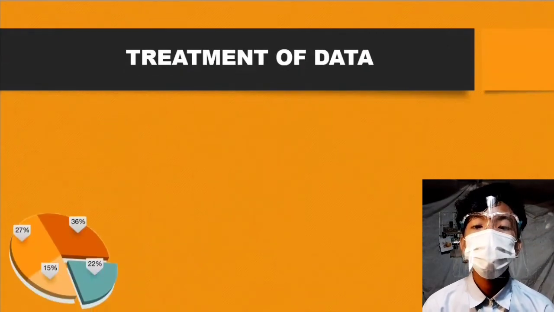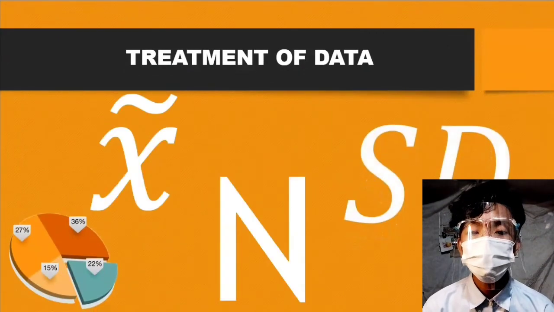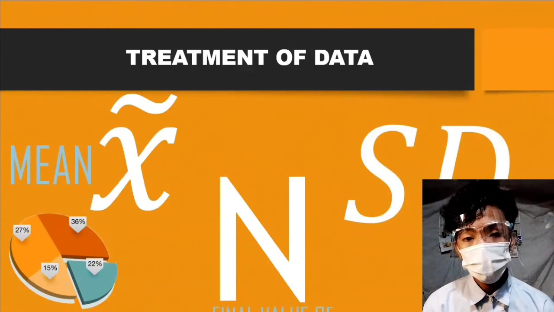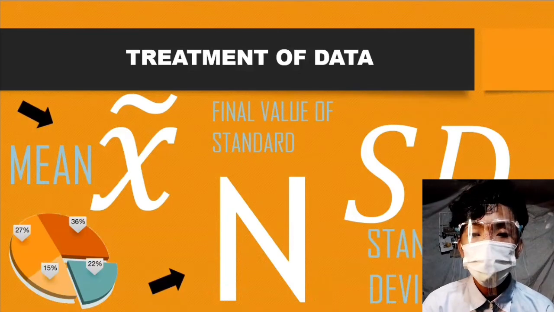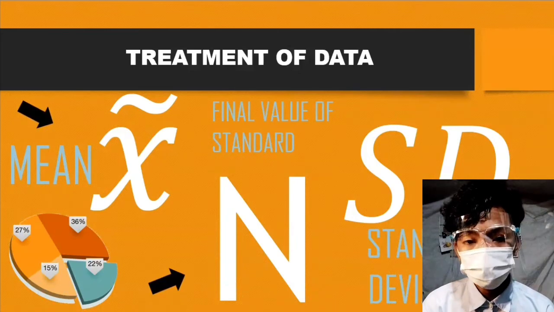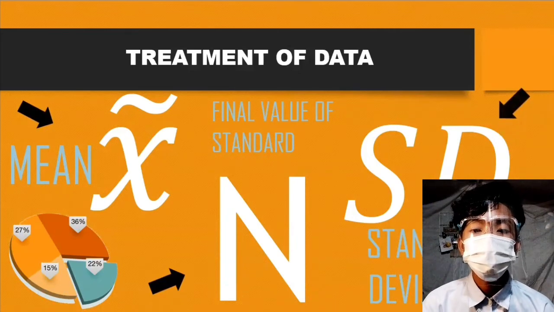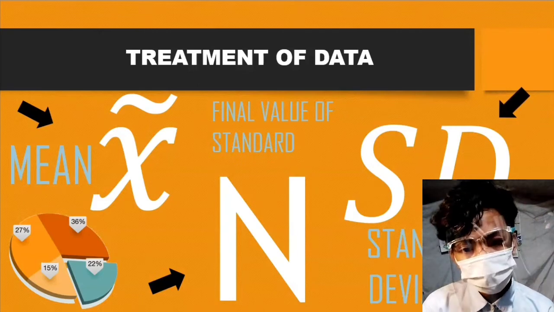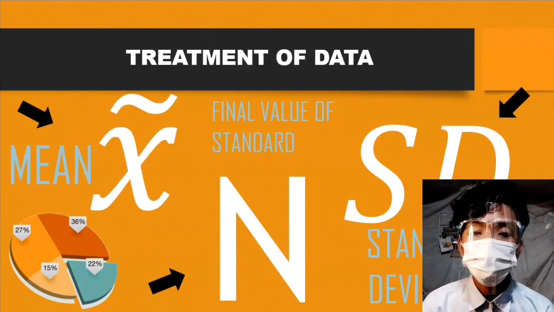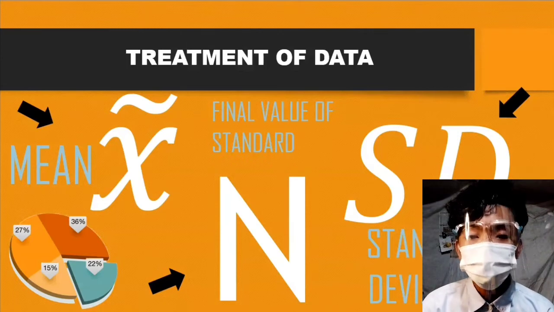This symbol represents the total mean. Also, this symbol represents the final value of standards in evaluation, and lastly, this symbol represents the standard deviation.